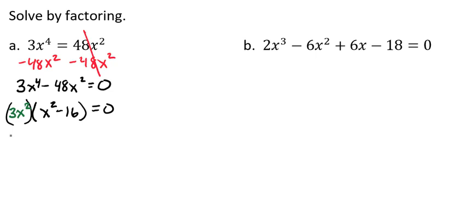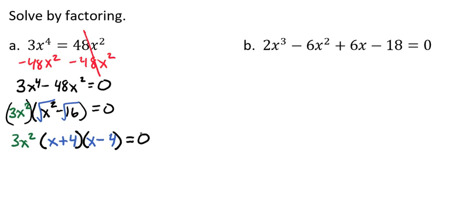So we're going to factor that again. So we still have our 3x squared. And now when we factor this next piece, we're going to take the difference of squares. And so that is going to give us the square root of x squared is x, and the square root of 16 is 4. So we're going to have that two times. And because it's the difference of squares, one time we'll have a plus and one time we'll have a minus. And then we can set that equal to 0.